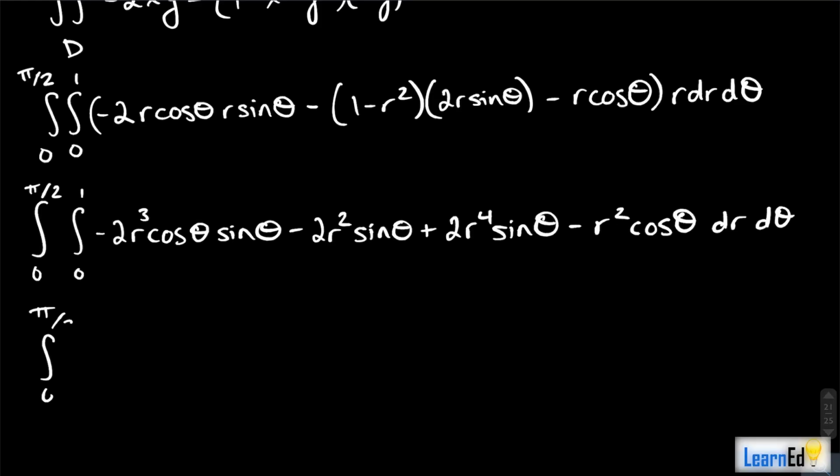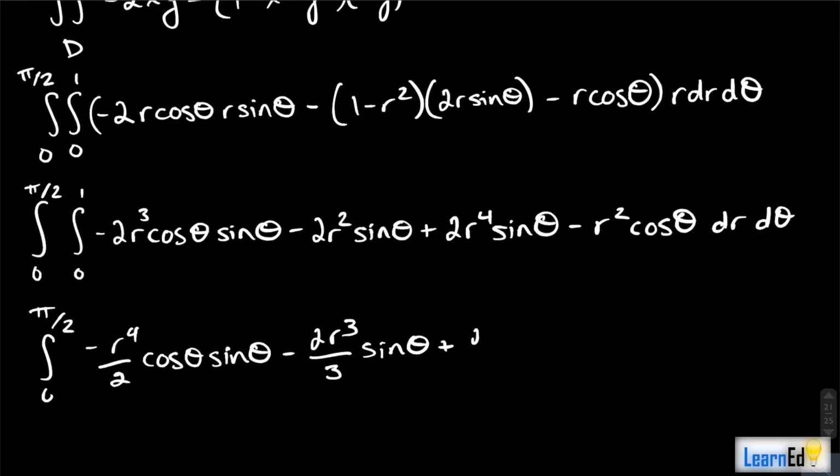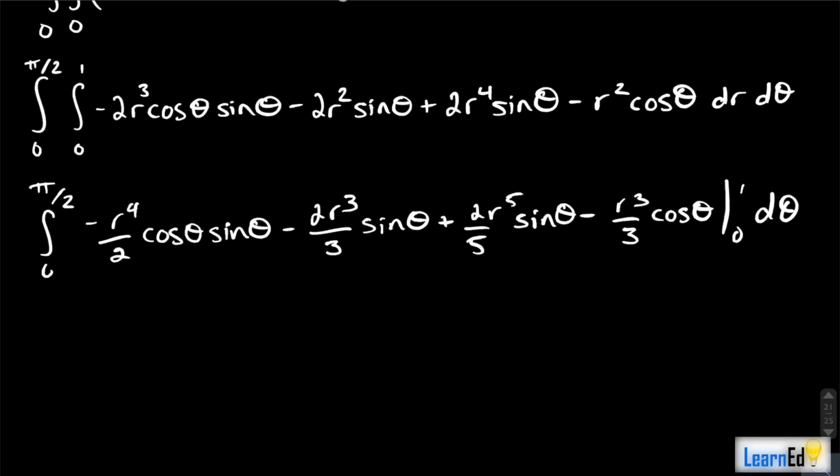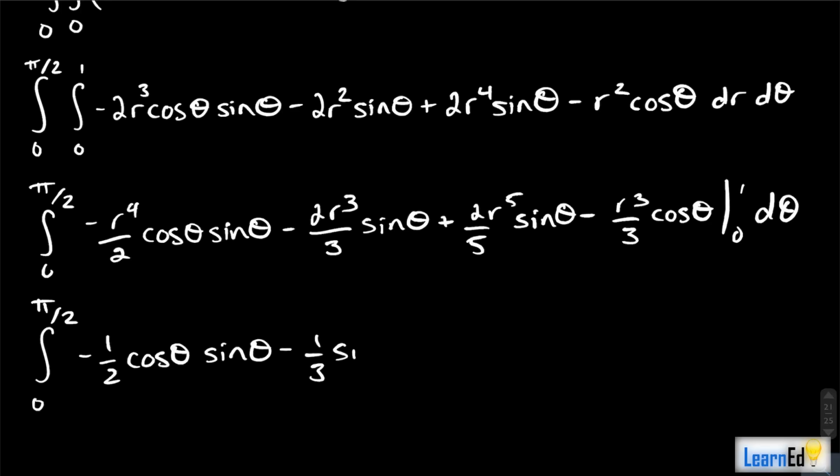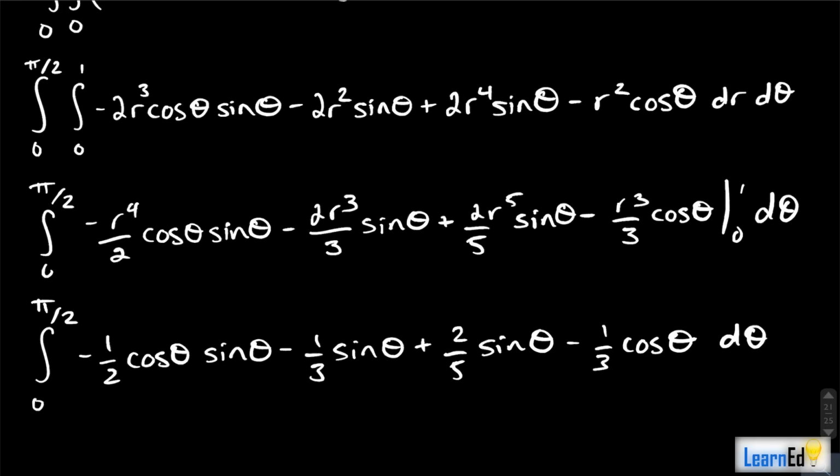We get 0 to pi over 2 of a negative r to the 4th over 2 cosine theta sine theta, minus a 2r cubed over 3 sine theta, plus a 2 over 5 r to the 5th sine theta, minus r cubed over 3 cosine theta, evaluated from 0 to 1 d theta. And we can now evaluate that. We'll just get negative 1/2 cosine theta sine theta, minus 1/3 sine theta, plus 2/5 sine theta, and then minus a 1/3 cosine theta d theta.